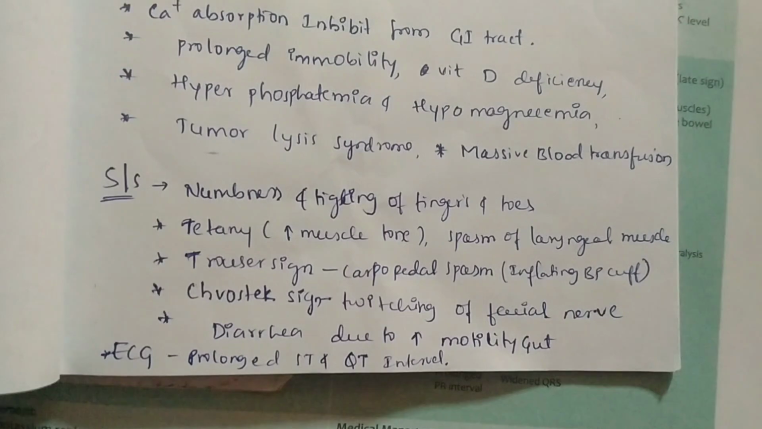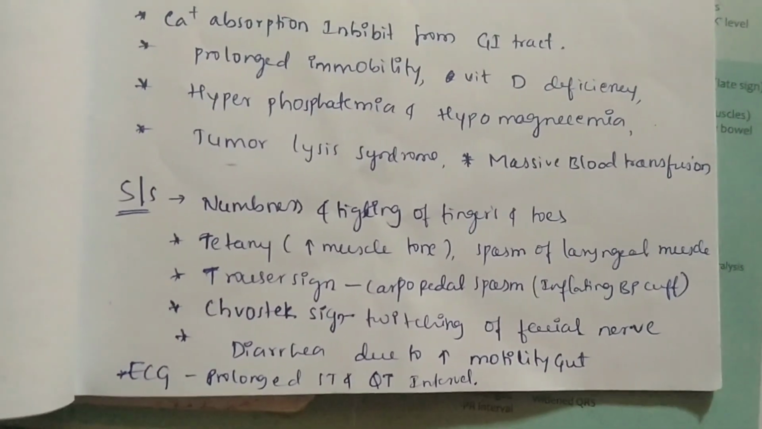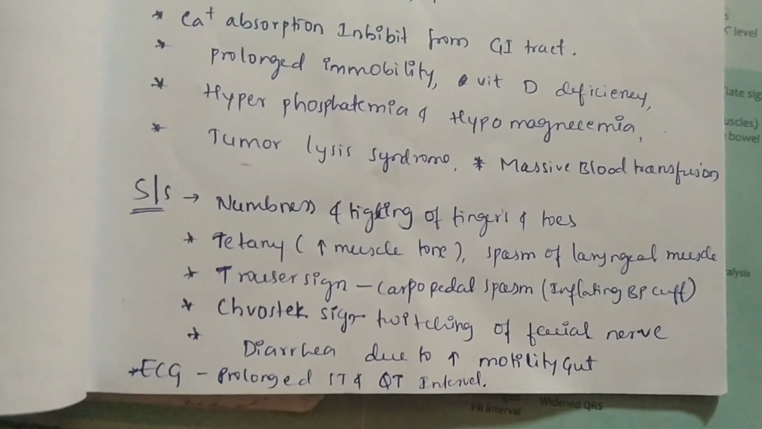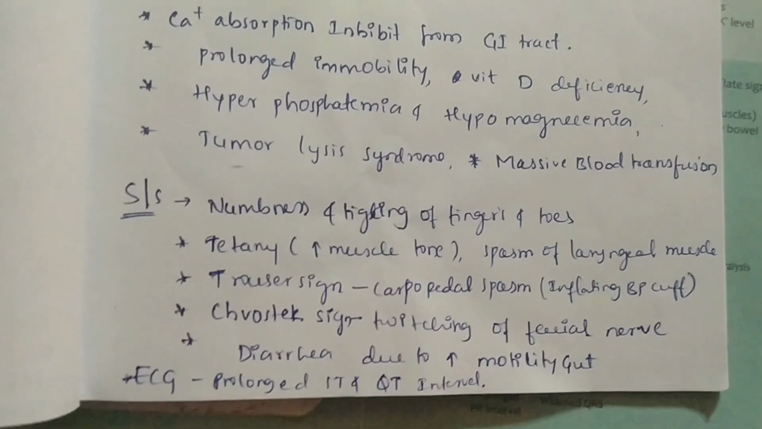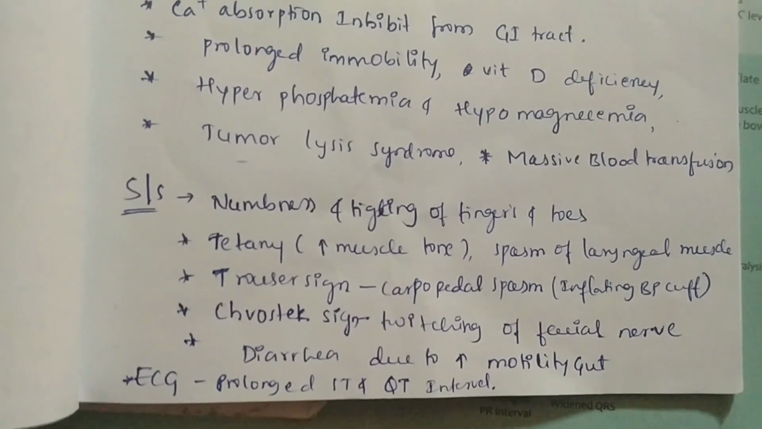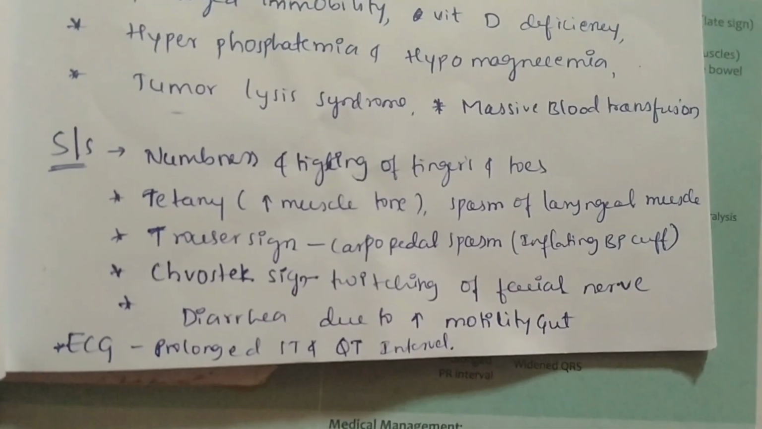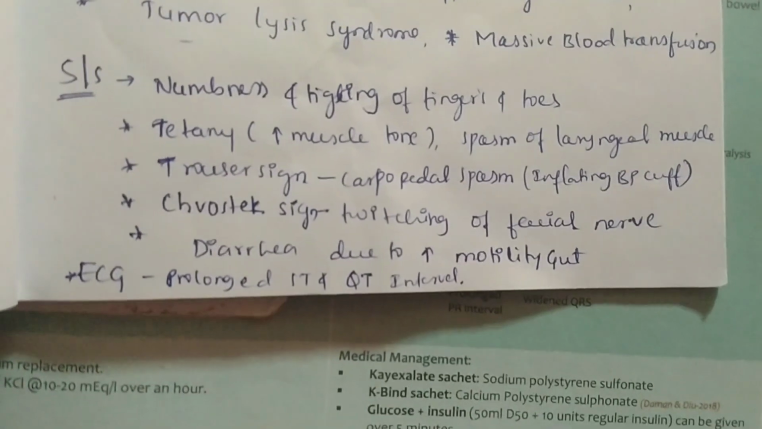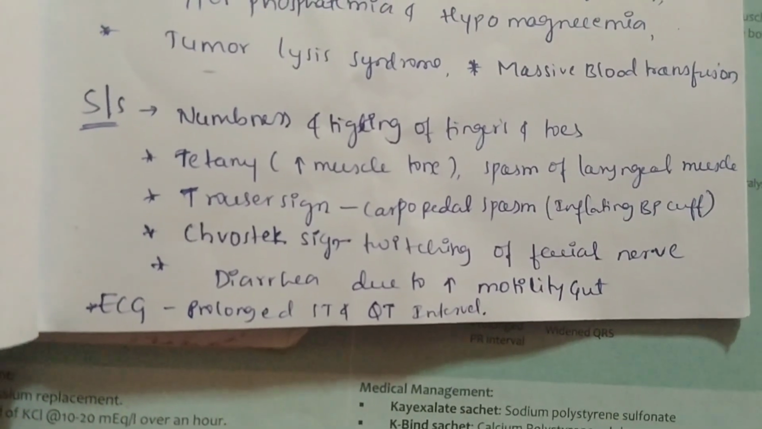When we cuff the BP cuff on the arm of a patient and increase the cuff pressure to 30 mm Hg above the systolic pressure, that may lead to a Trousseau sign. Chvostek sign means when we tap the facial nerve or face of the patient, we observe twitching of the facial nerve. And diarrhea due to increased motility of the gut. Along with this, we can observe changes in ECG, that is prolonged ST segment and QT interval.